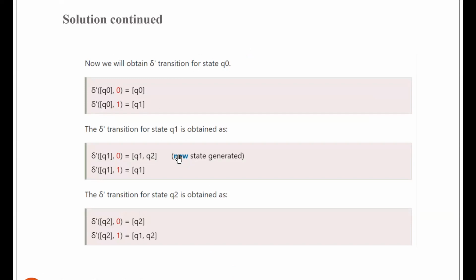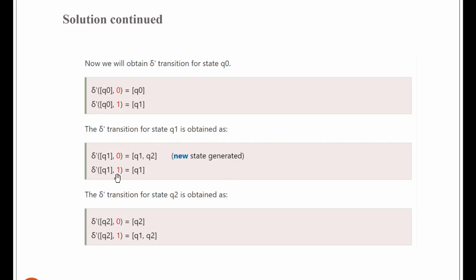Here I have mentioned that a new state is generated. There is one new possibility that arose. Previously only Q naught, Q1 or Q2 were there. Now some combination is being generated. Whenever there is a mixture of more than one, just write that a new state is generated. The new state is Q1 comma Q2. On giving 0 to Q1, Q1 was also reached and Q2 was also reached, so I will consider this combination as a new state in my new DFA.